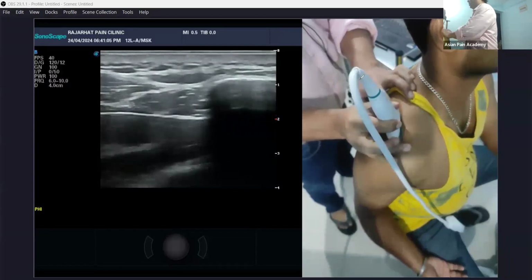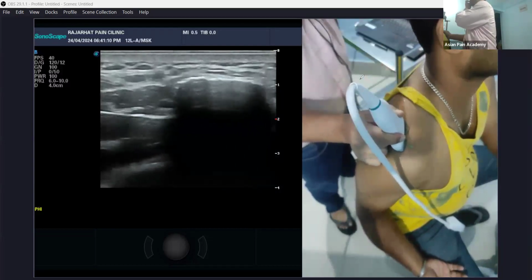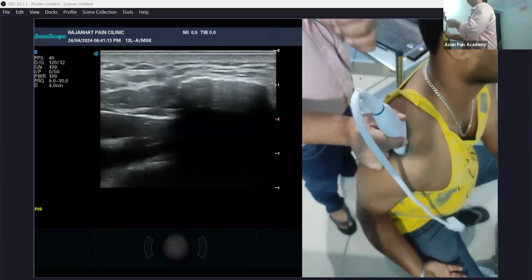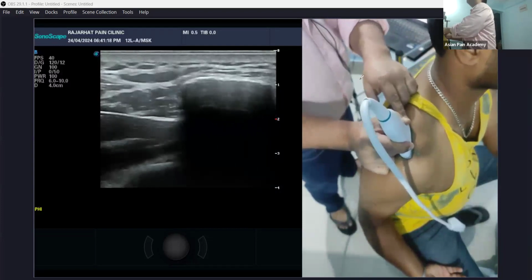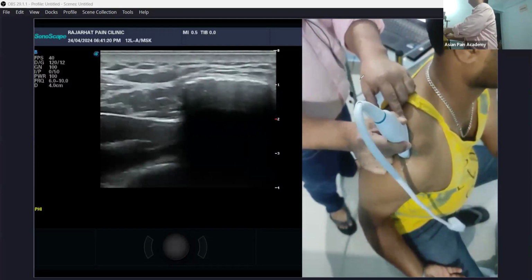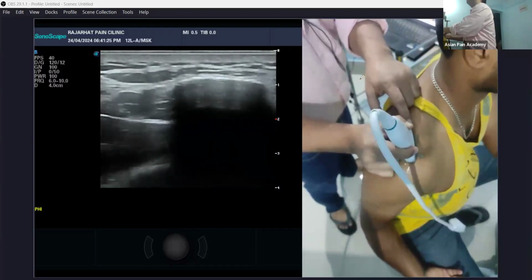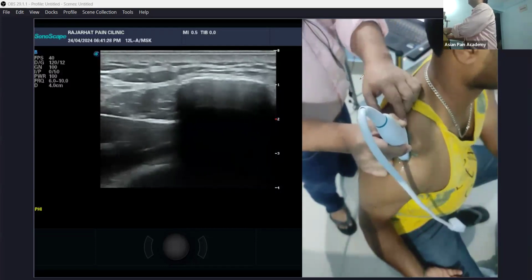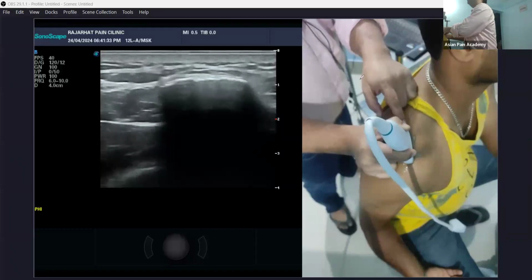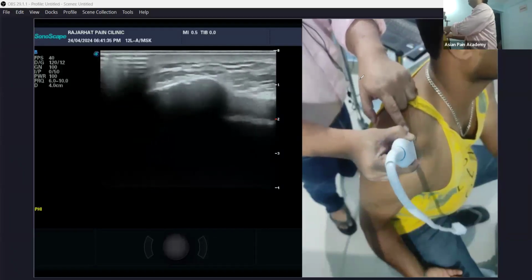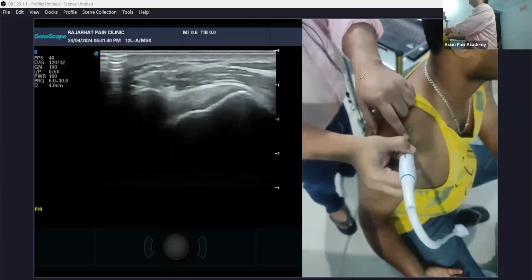So as I am gradually going laterally, what is this big white line which is casting the shadow? This is bone. As it is bone, we cannot see anything behind that, and this muscle with this tendon is going below the bone. So this is the subacromial area. This is the acromial bone. So if I go more laterally, then what will I find? I will find the tendon of supraspinatus.